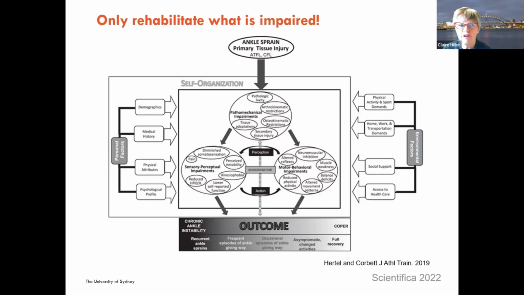So the latest model of chronic ankle instability is from Hertel and Corbett. It's an excellent article. I really recommend that you read it. It takes into account all the things that can influence somebody in the development of chronic ankle instability, and therefore all the things you need to look at and consider while you are planning your rehabilitation. The main three things that I'm going to talk about today are the pathomechanical impairments, the motor behavioural impairments, and the sensory-perceptual impairments. But as we've talked about already, the context of your patient is important.